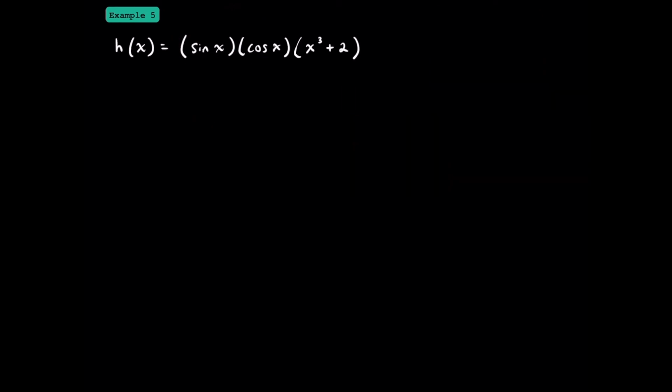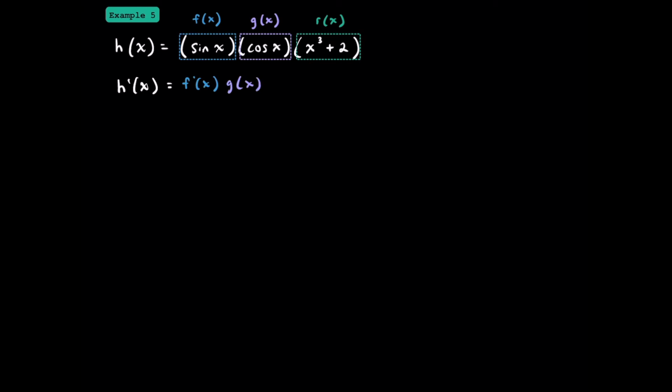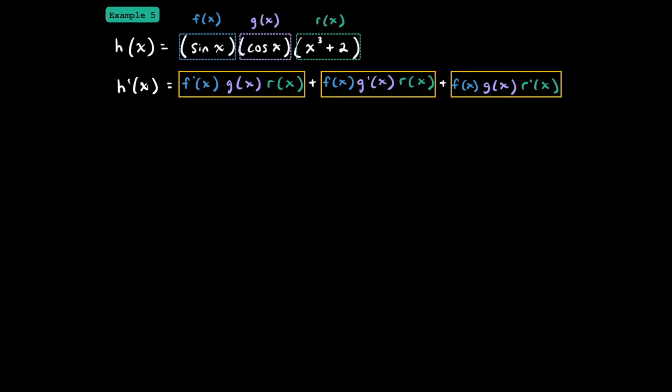For our last example, let's take a look at a function that has 3 parts. I'm going to call this first one f of x, the second one g of x, and a third one r of x. To use the product rule with 3 functions, we're going to write the derivative of the first function multiplied by the second function multiplied by the third function, plus f of x times the derivative of the second function times r of x, plus f of x times g of x times the derivative of r of x.